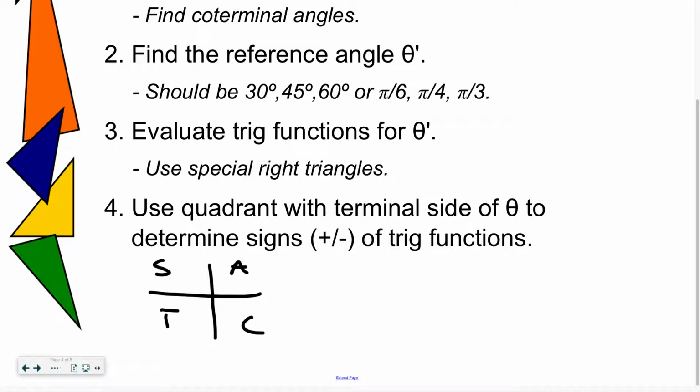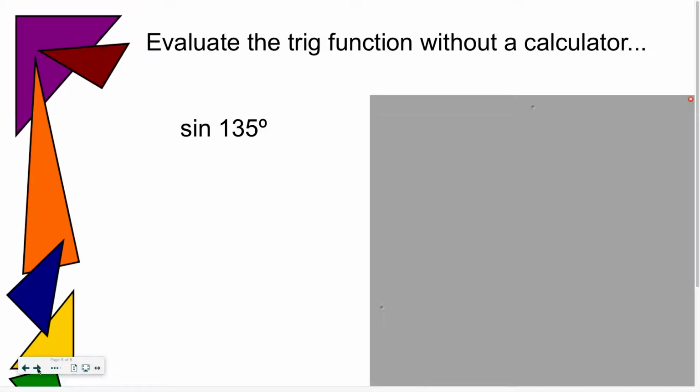So we're going to put all these things together and do some examples. Okay, and then, like I said, you'll have some time hopefully to work on your homework assignment. So here's my first example. The sine of 135 degrees. If I ask you the sine of 135 on a no calculator test, well, you can't type that into the calculator then. How are you going to do it?